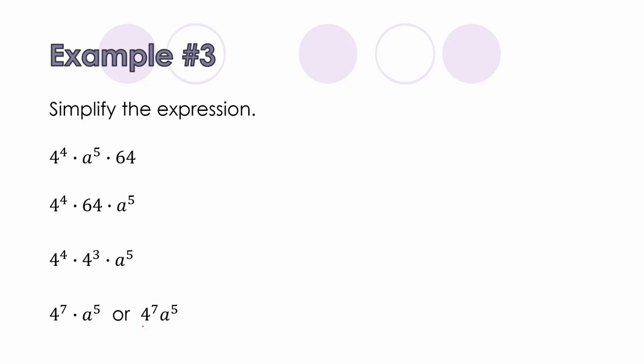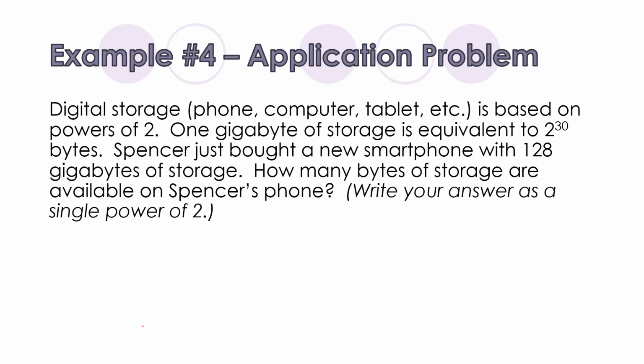All right, now we're ready for our application problem. Digital storage, for example on your phone, your computer, your tablet, is based on powers of 2. 1 gigabyte of storage is equivalent to 2 to the 30th power bytes. Spencer just bought a new smartphone with 128 gigabytes of storage. How many bytes of storage are available on Spencer's phone? Write your answer as a single power of 2.